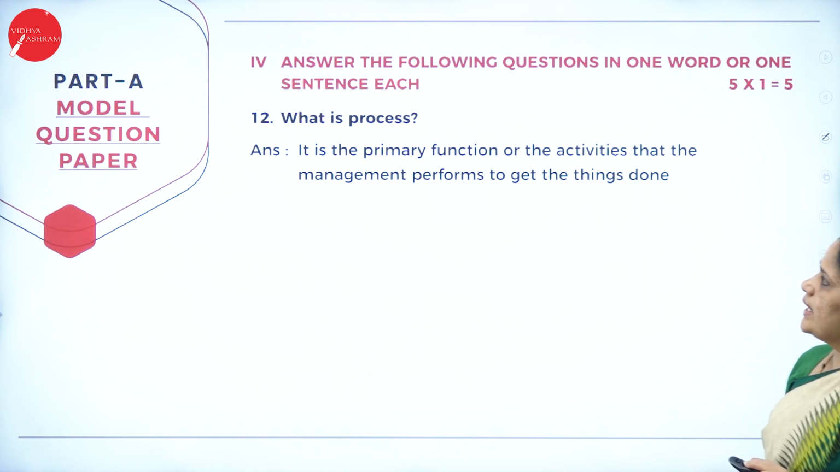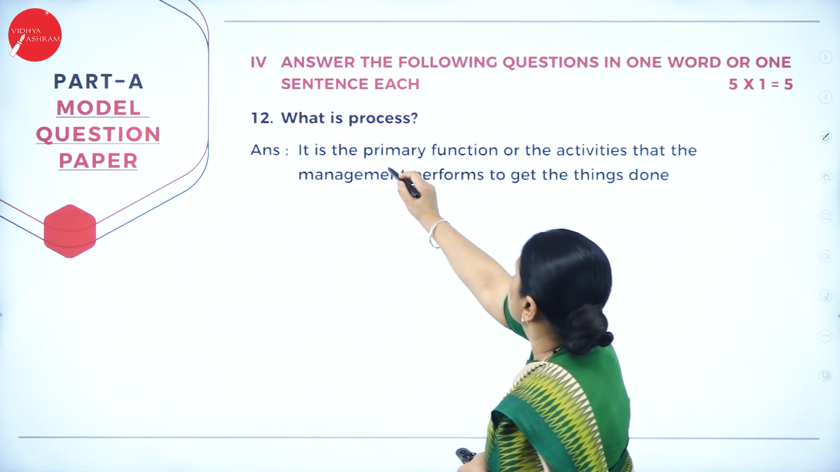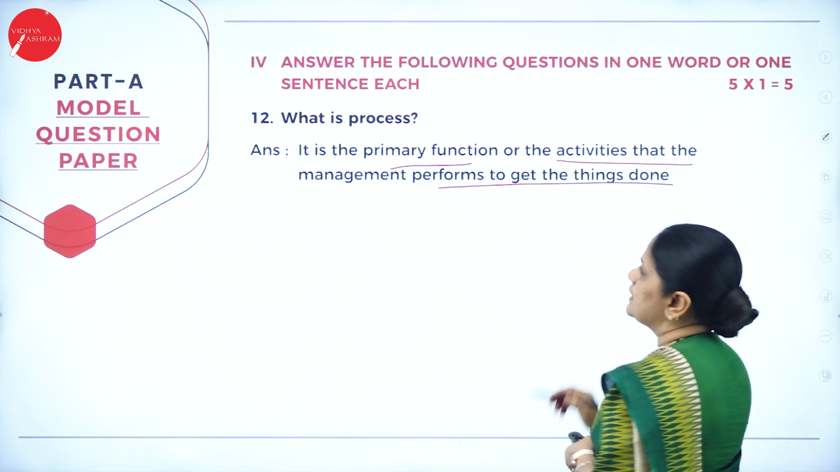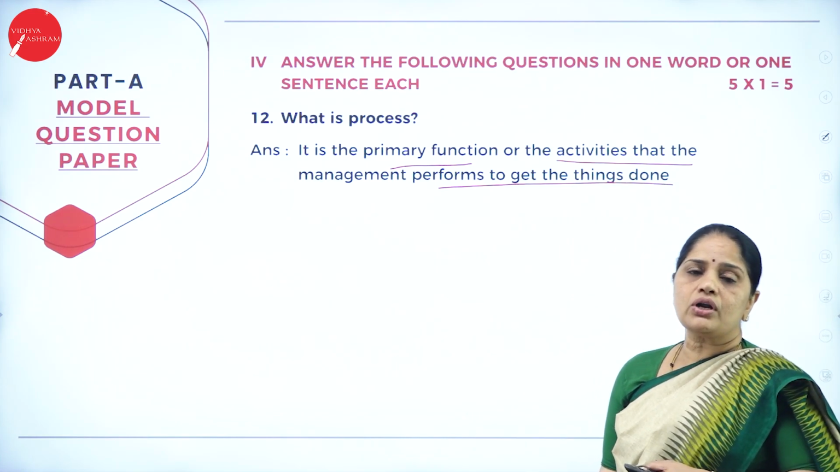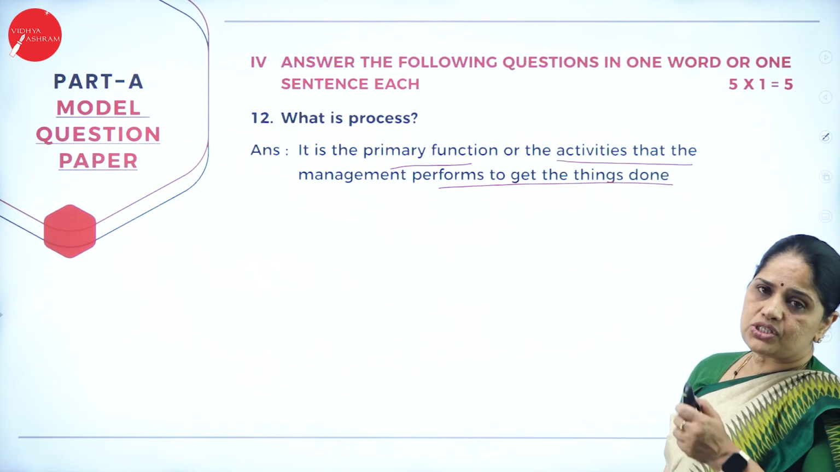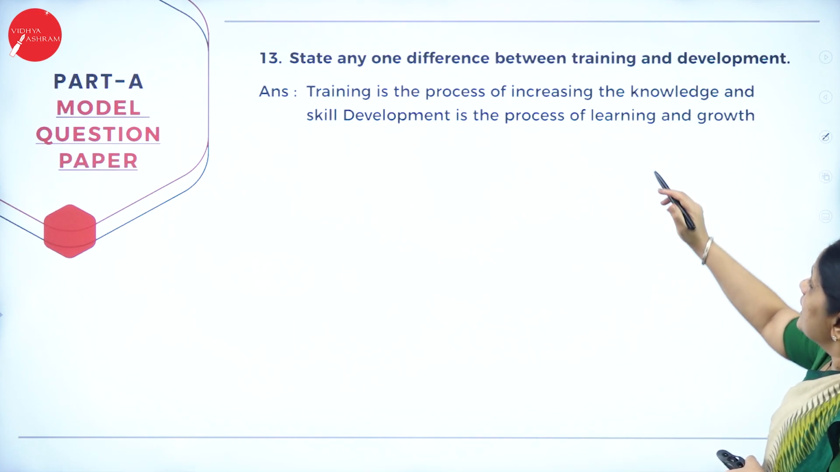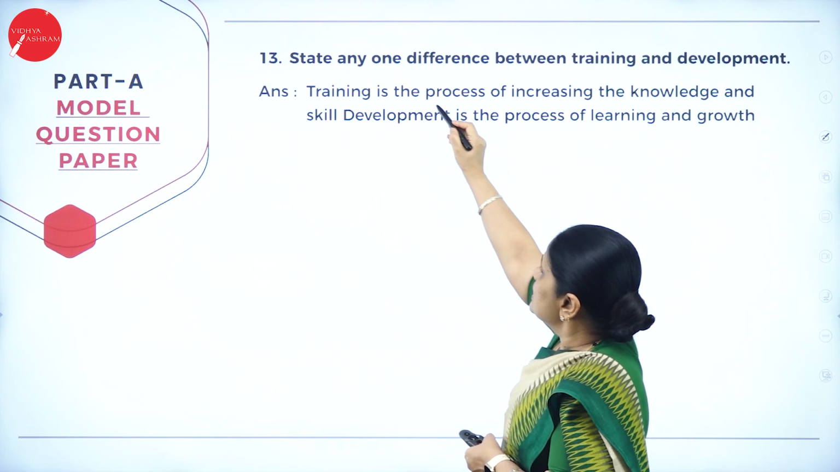Then next one is the first 1 mark questions. What is process? So it is a primary function or the activities that the management performs to get the things done. Now the second question, state any one difference between training and development. So what is training?